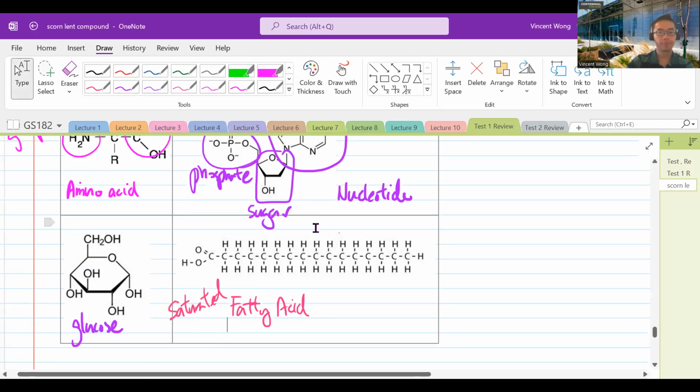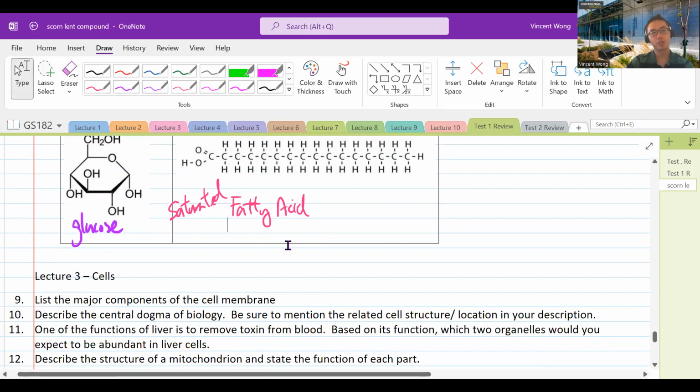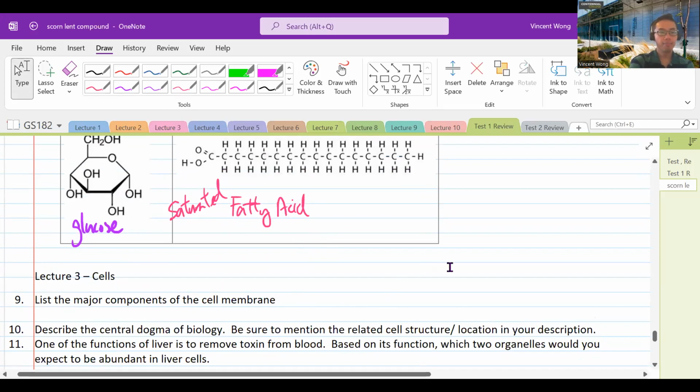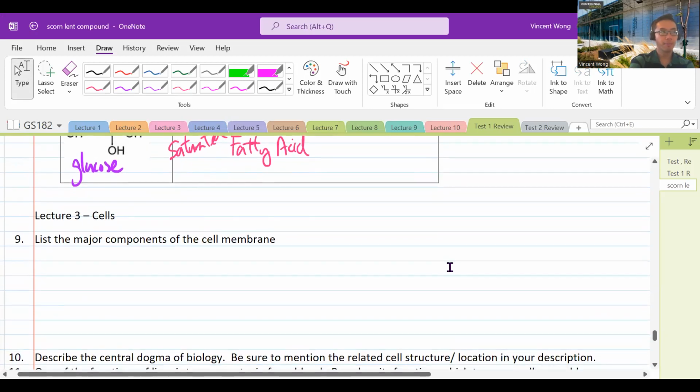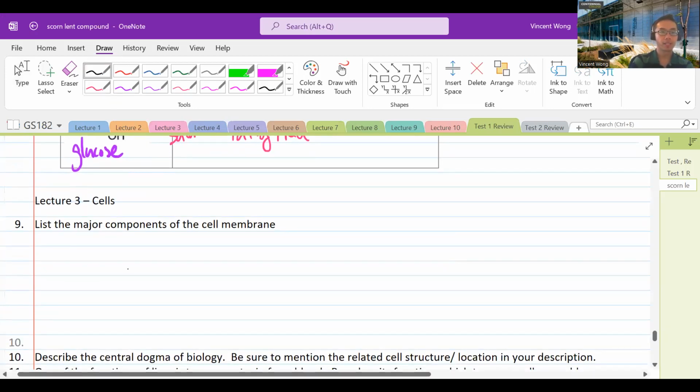Excellent. Moving on. Oh, that's it for lecture 2. Last call. Any question for lecture 2 before we go on to 3? We still have 3, 4, and 5. All right. List the major components of cell membrane. I mean, we certainly have done this before, but let's go through it again.